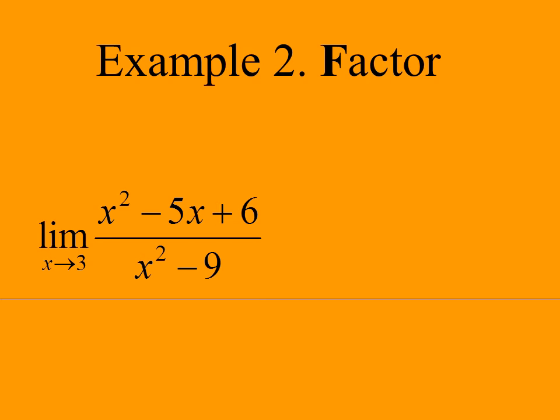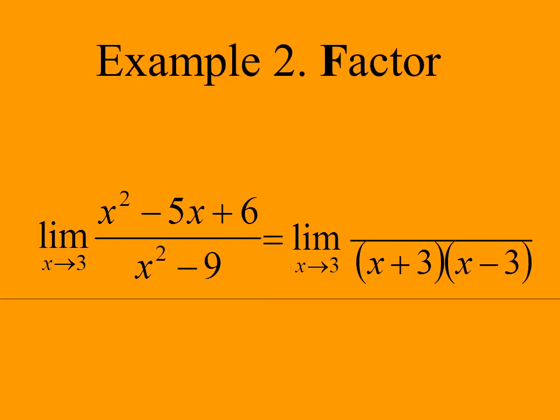First, we factor the numerator and denominator. Since this is a limit, we write the equal sign and the limit symbols. The denominator is the difference of 2 perfect squares, namely x squared and 3 squared. Therefore, it factors as x plus 3 times x minus 3.